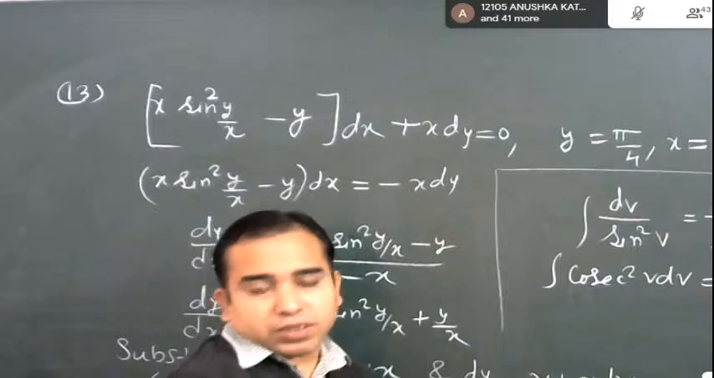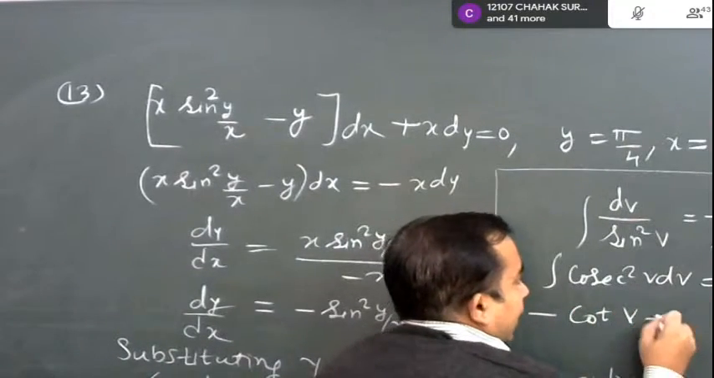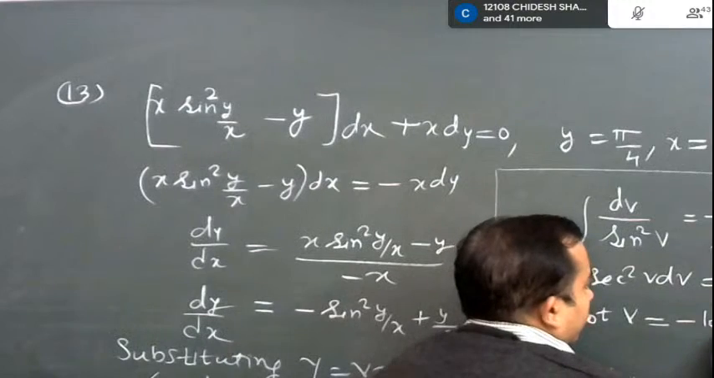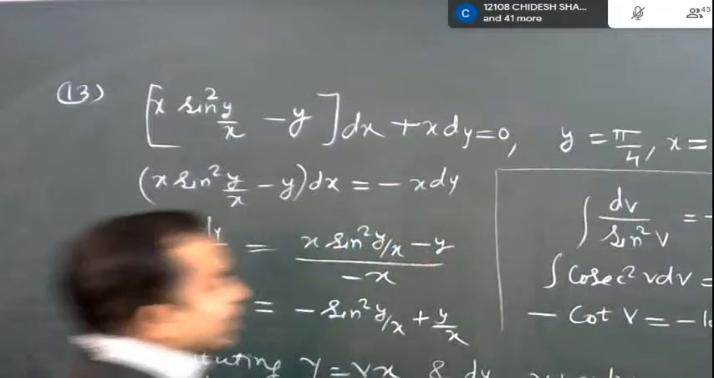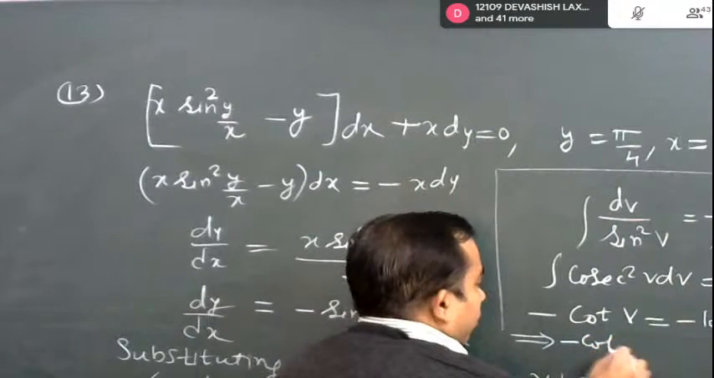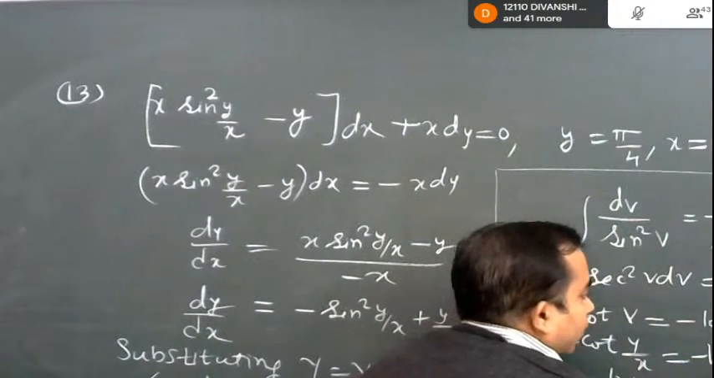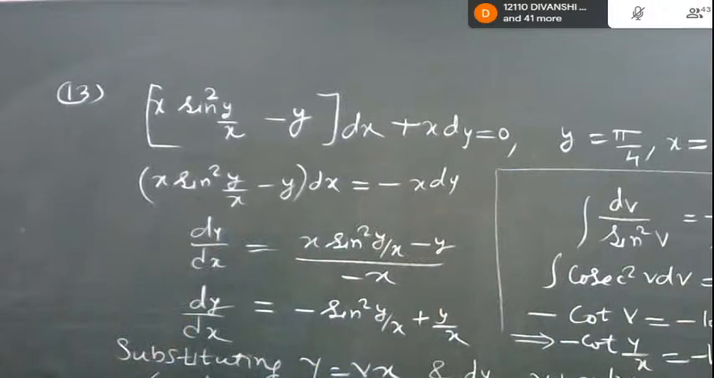Minus cot v, and that's it, we have integrated. But put the value of x, let me first put the value of v. V was y upon x, and here I got the general solution, but the c value I also have to calculate.